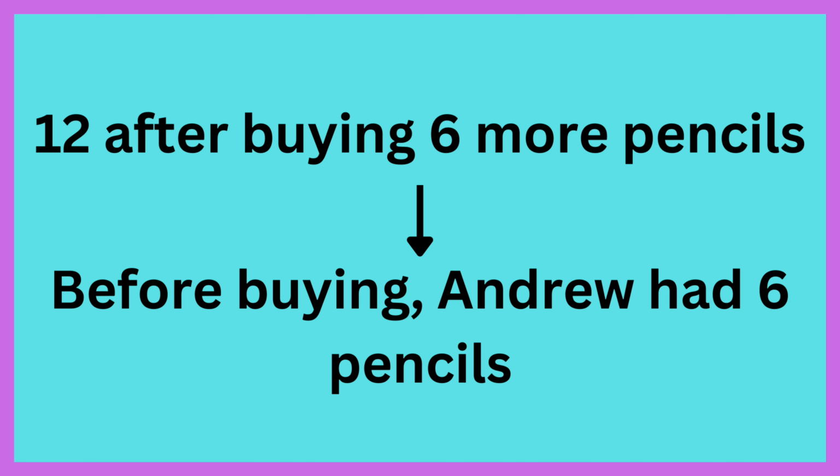Now, in order to solve problems like this, we can simply backtrack the problem. Andrew ended up having 12 pencils after losing half of the pencils and then buying 6 more pencils. Now, if we backtrack one step, before Andrew bought 6 more pencils, Andrew should have had 6 pencils because 6 original pencils plus 6 new pencils would be 12 pencils in total.